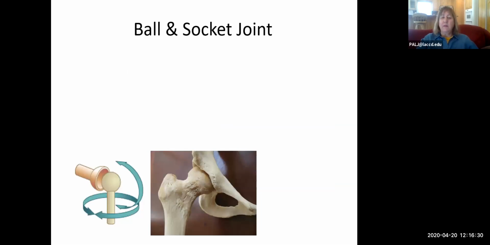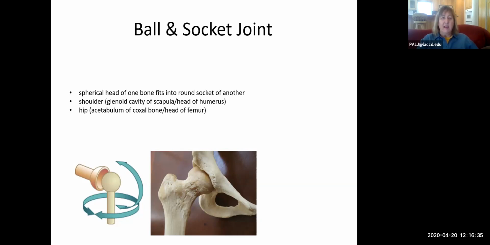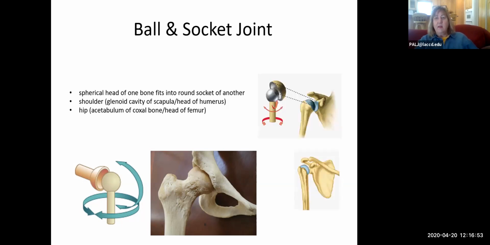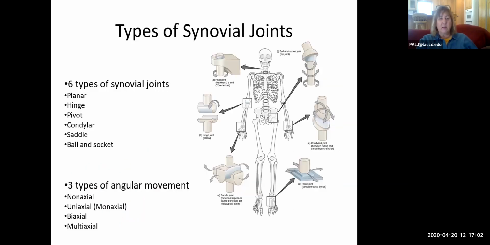And then the last type is a ball and socket, which is an oval depression with a head. And so that allows movement in a lot of directions. So we have it in the shoulder where we have the glenoid cavity of the scapula with the head of the humerus, and then in the hip where we have the acetabulum of the coxal bone with the head of the femur. And so those are the 6 types, 6 subtypes of the synovial joint.